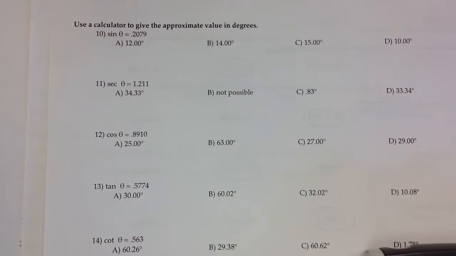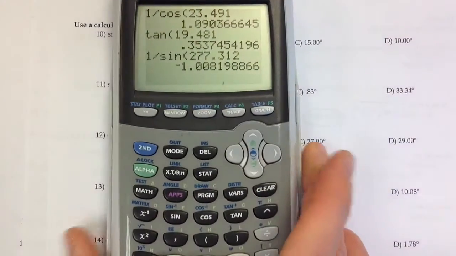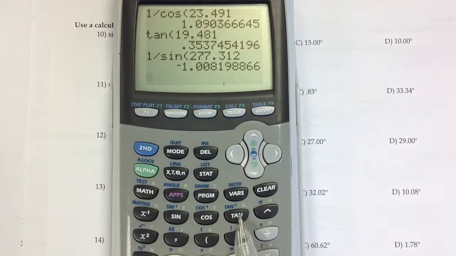Sometimes we like to go in reverse. For example, in numbers 10 through 15, we're going backwards. We're told the trig function value, and we're asked for the angle. On the first page, we know the angle. We're trying to find the trig function value. So the calculator has the ability to do this. You may have noticed above the sine, cosine, and tangent keys, there's sine to the -1, cosine to the -1, and tangent to the -1.